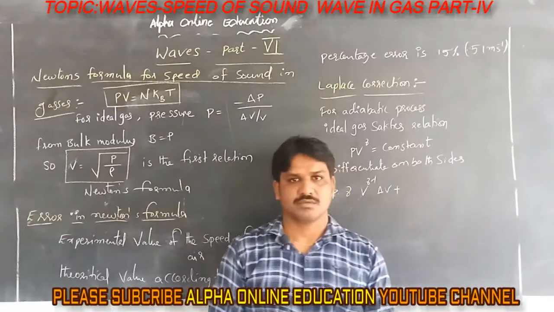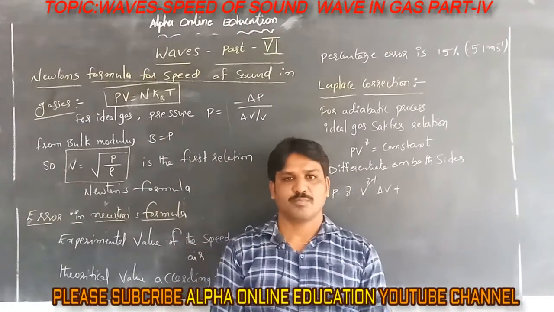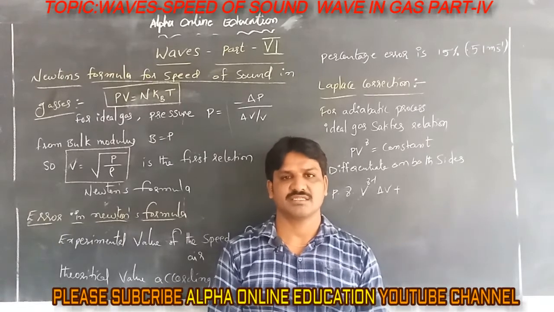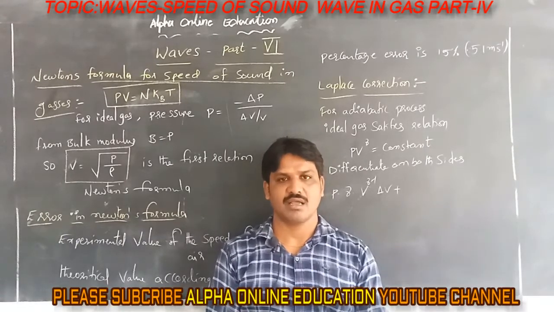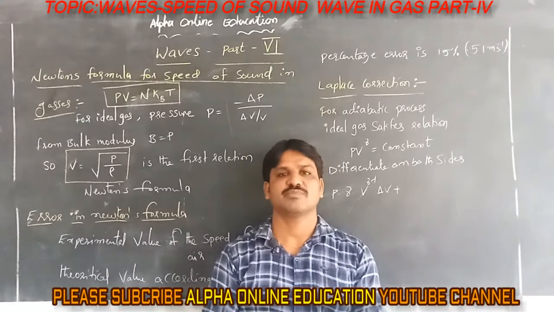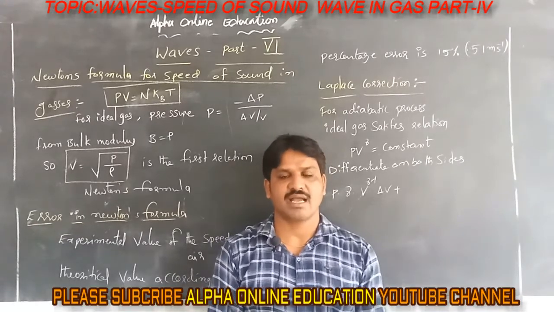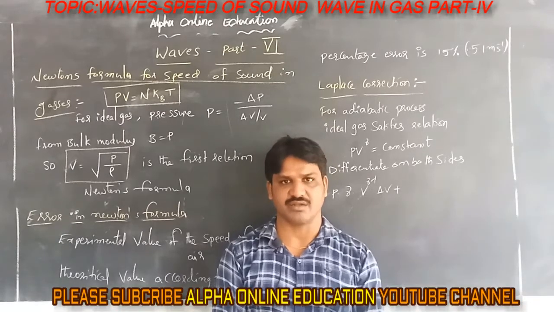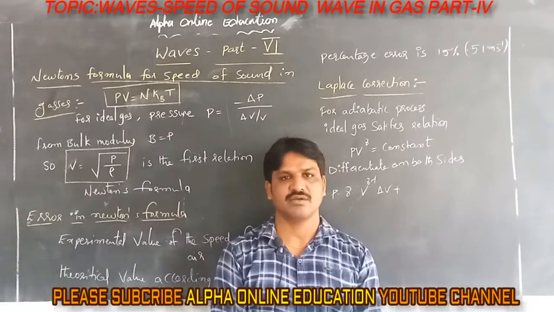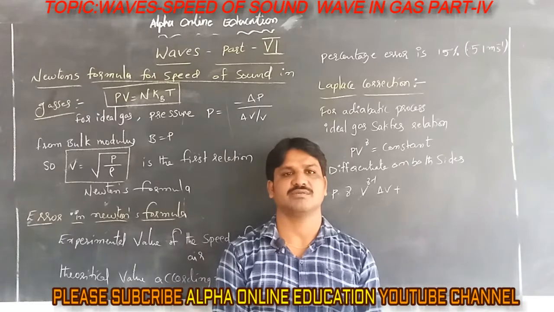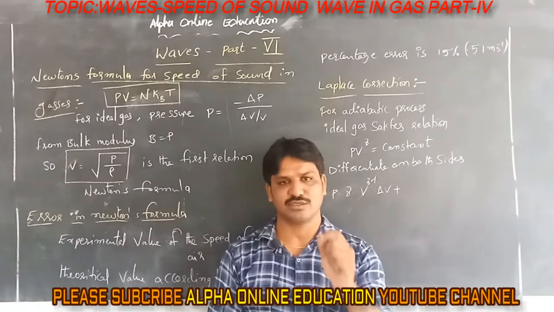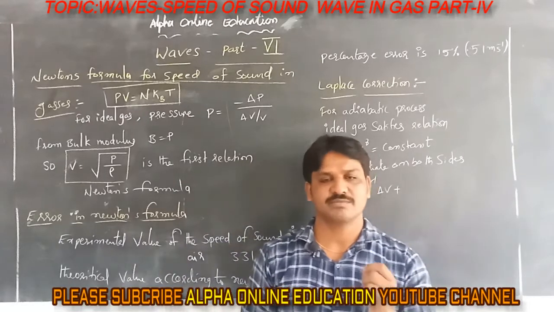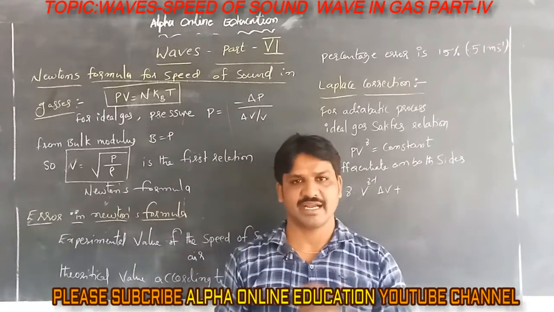Hello everyone. In the previous part 5, we discussed the speed of a transverse wave in air, the speed of a longitudinal wave, and the speed of waves in a string. We discussed that v is equal to nu lambda, and that whenever waves travel through a string, v is equal to root T by mu, the speed equation we derived.